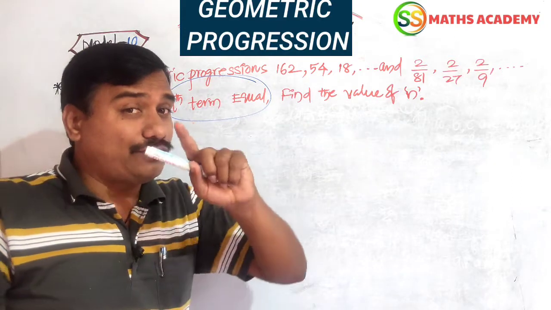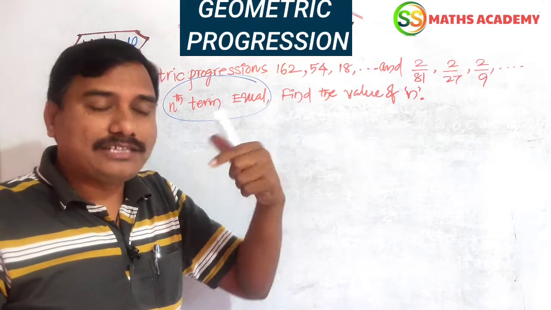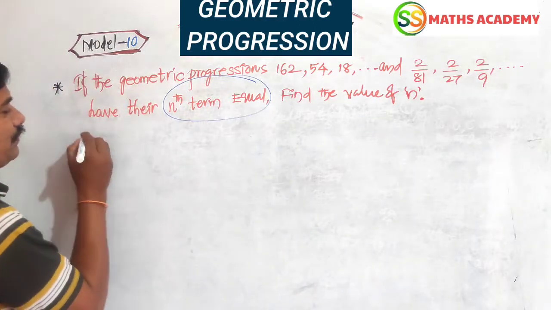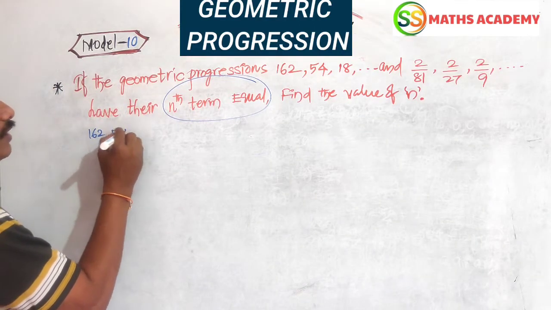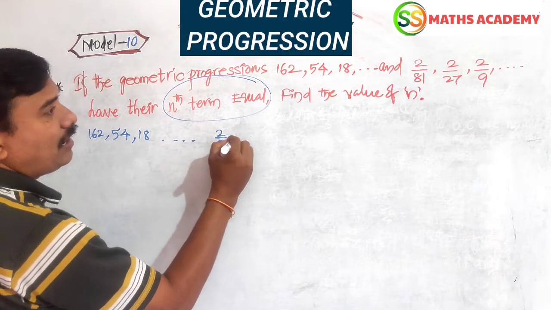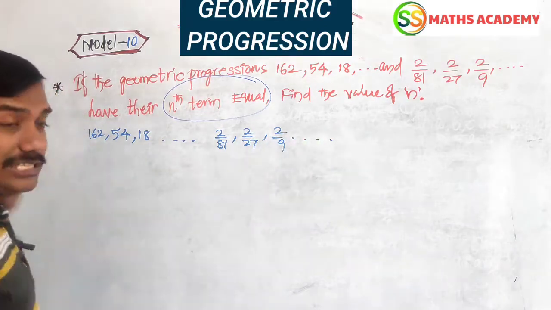The same kind of question will also be important in arithmetic progression, which we have done. The same process we have to follow, but the nth term will be changed. Here, what is the first series, dear friends? 162, 54, 18 and so on. And 2 by 81, 2 by 27, 2 by 9. These are the two different types of series.